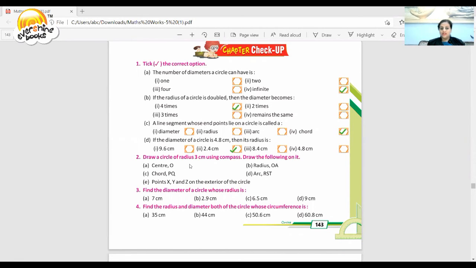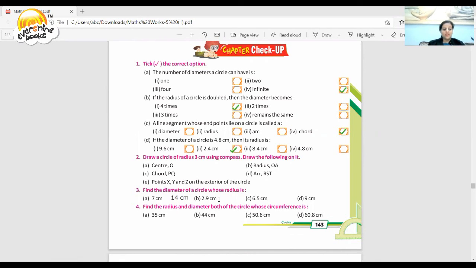Now draw a circle of 3 centimeter, which you are going to do with ruler and with compass, and then you have to draw the center, chord, points x, y, z like this. Now find the diameter of a circle whose radius is 7 centimeter. You just make it 14. 7 twos are 14. 14 centimeter is the answer of this question.